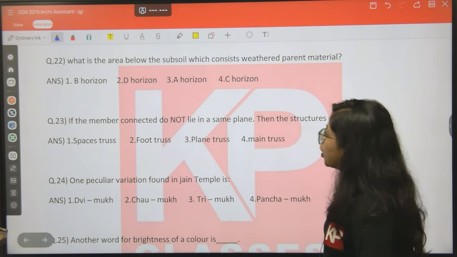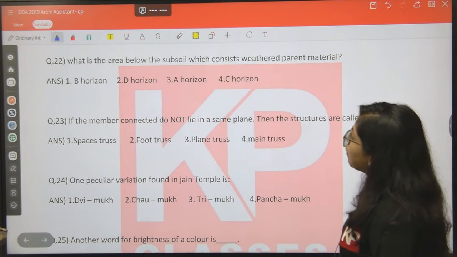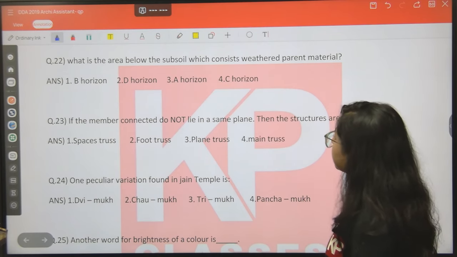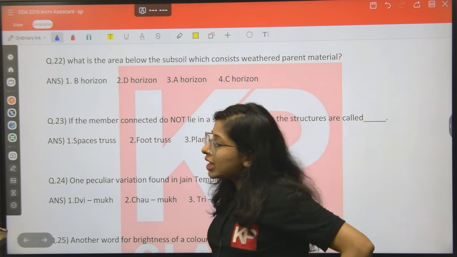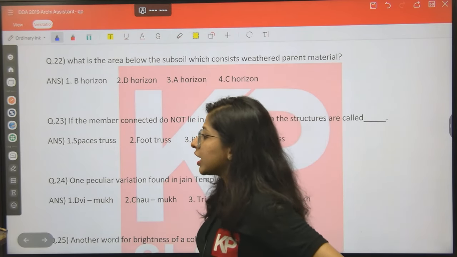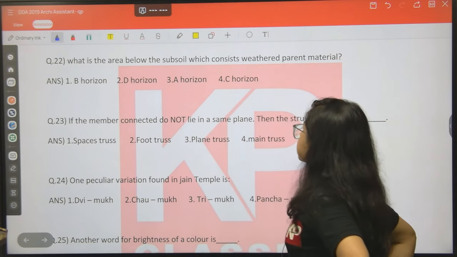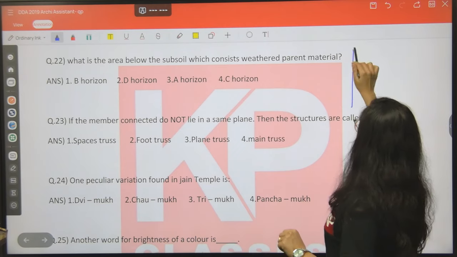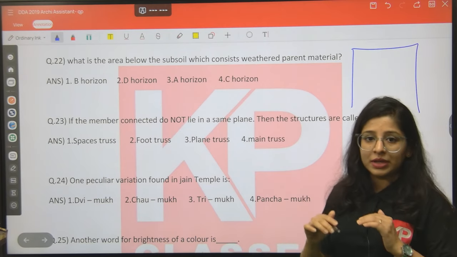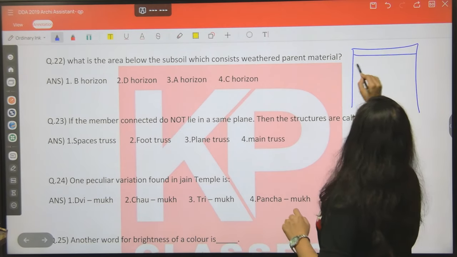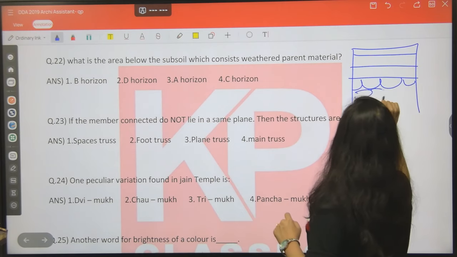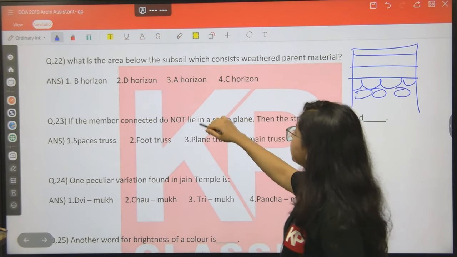Question 22. What is the area below the subsoil which consists of weathered parent material? So they are asking what is the area below the subsoil which consists of the parent material. Whenever you're making the soil diagram, you have multiple layers and then you have the parent rock material. So they are asking what this parent rock material is in terms of horizon.